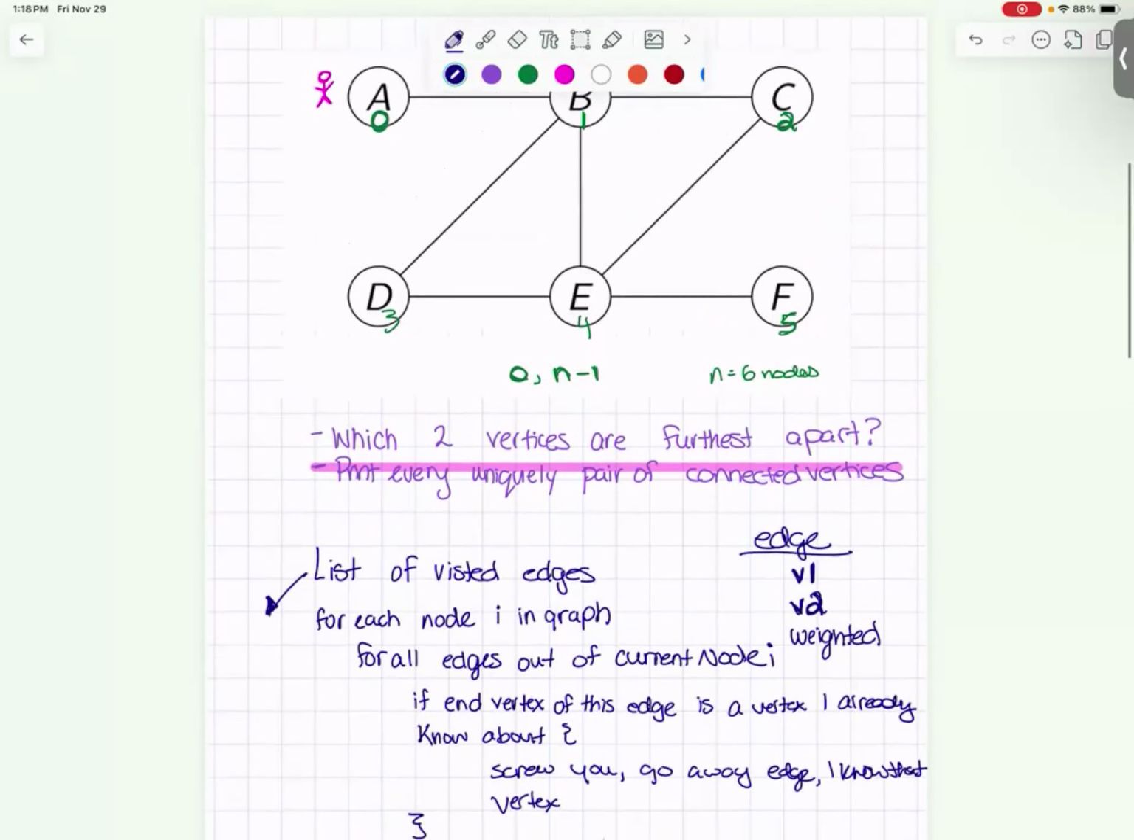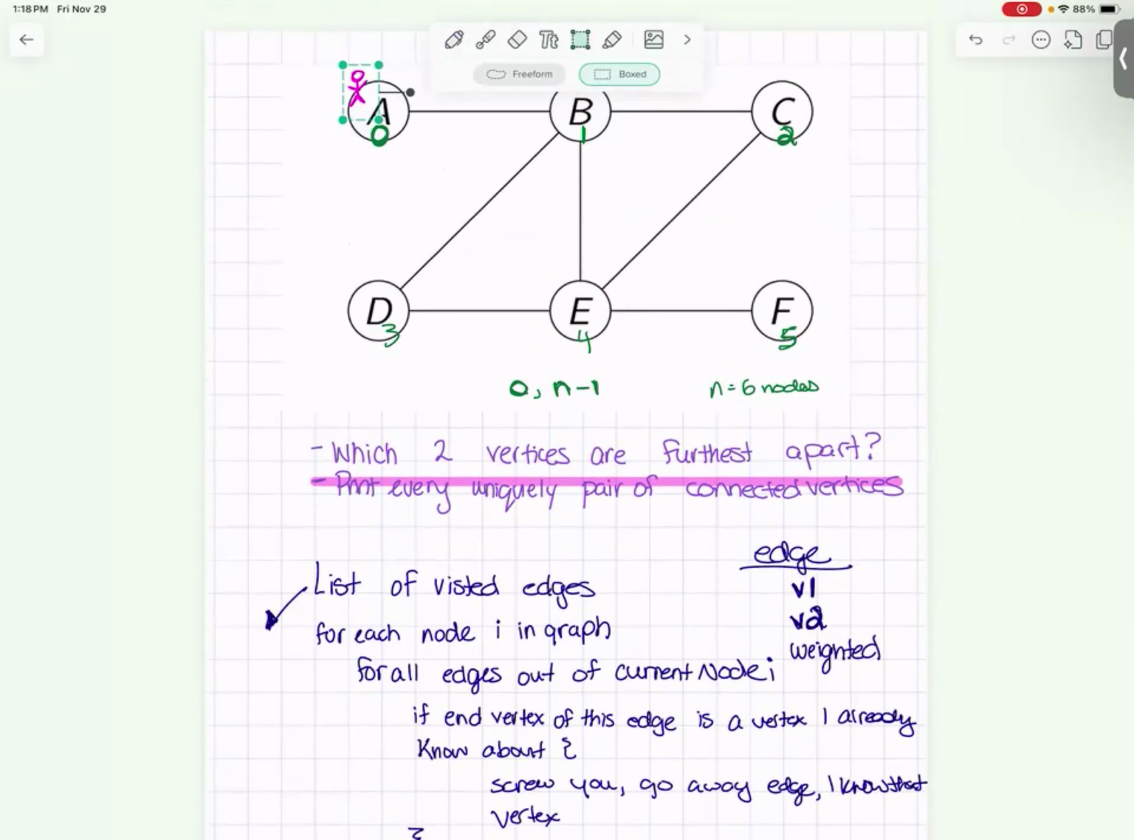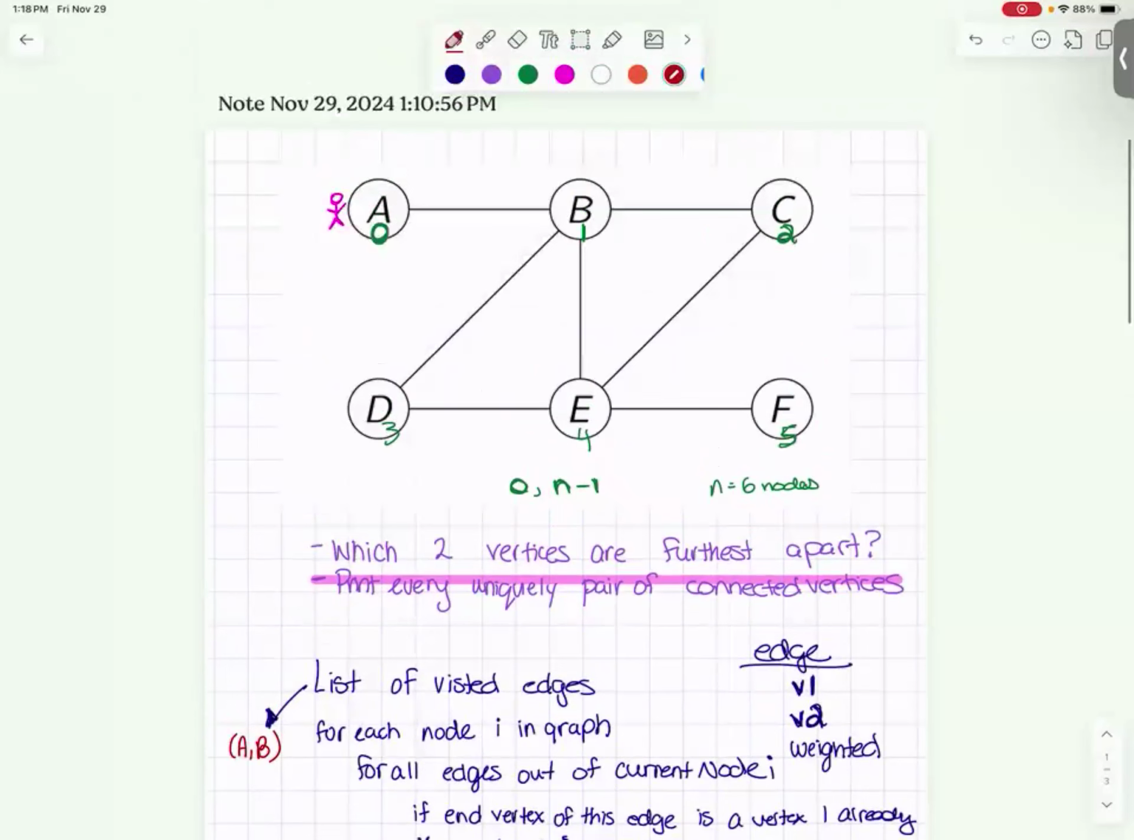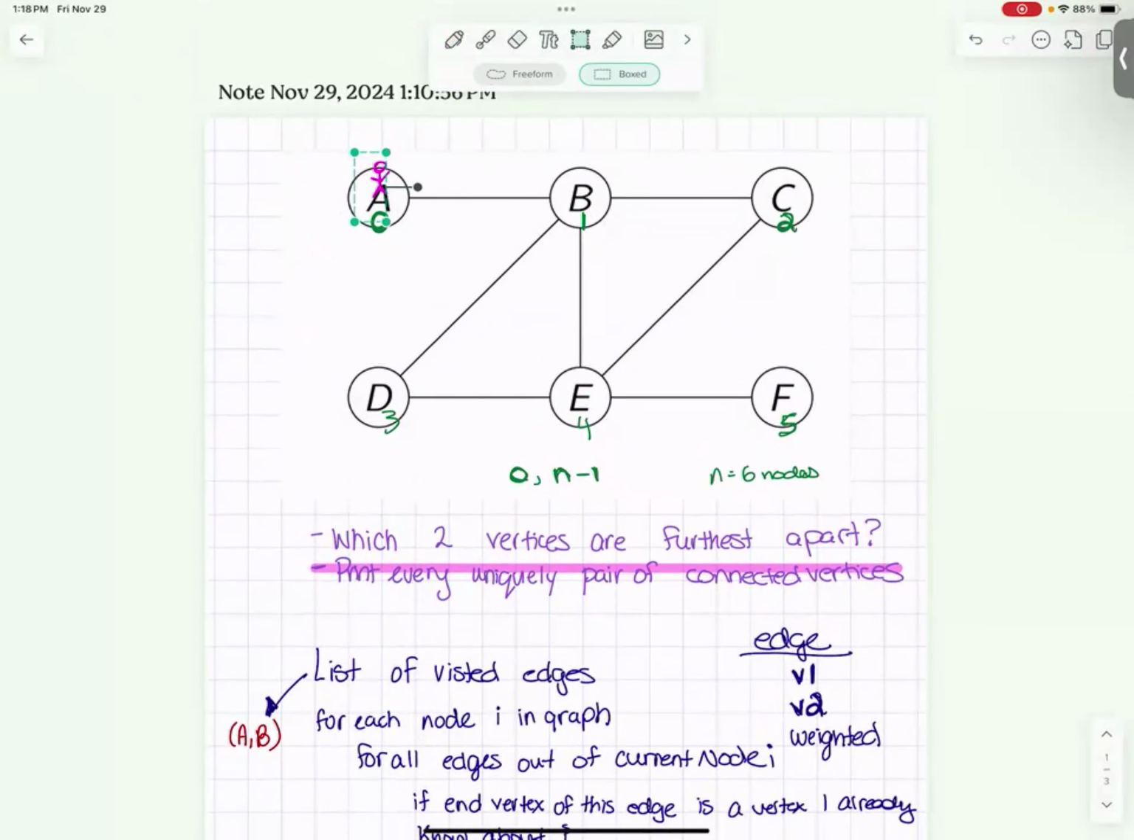So let's walk through this. We start with our person here, and she finds this edge and she sees that our list of visited edges is empty. She sees that we don't have any visited edges yet. So we're going to add the edge AB to this list of visited edges. We have finished traversing all the edges that come off of this node. So now we're going to go to the next node.